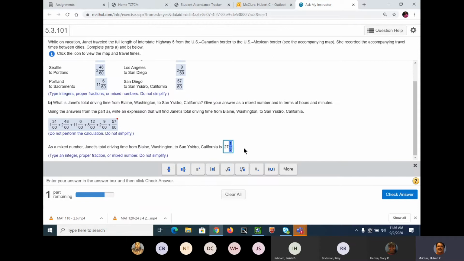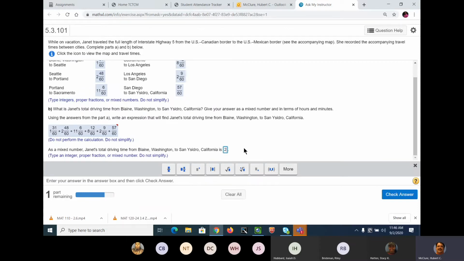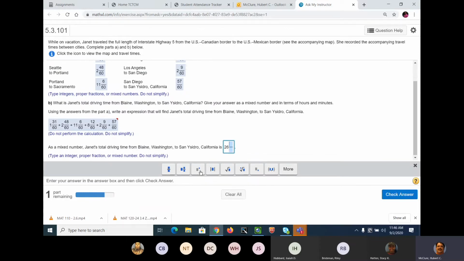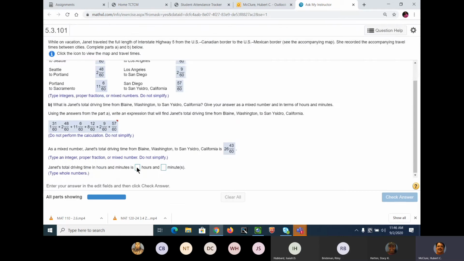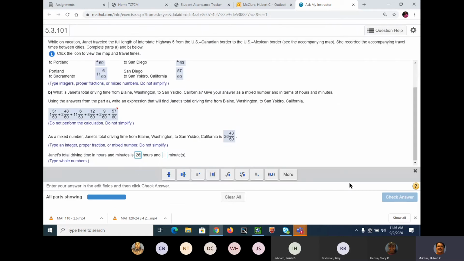27, 26, and 43 over 60. And I feel good about myself, so I don't have to put smokestacks on my pickup truck. And it takes her 26 hours and 43 minutes.